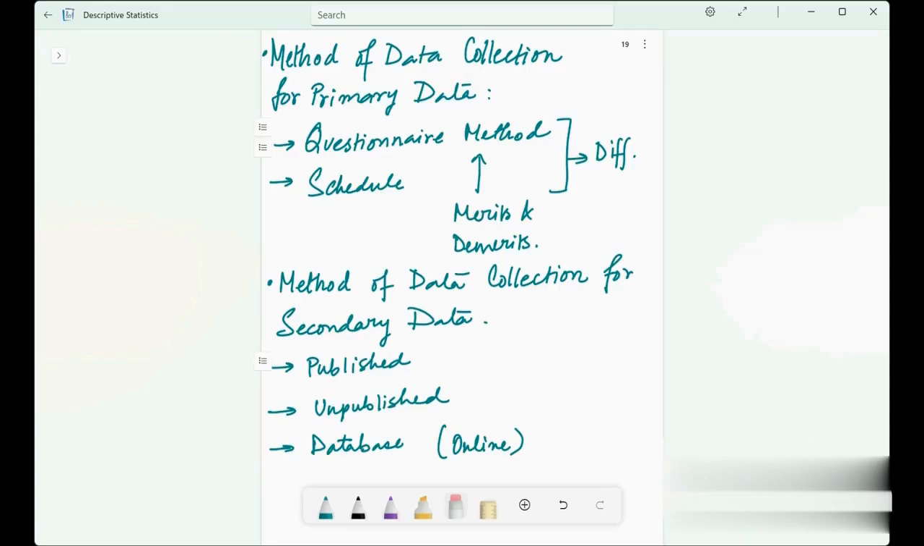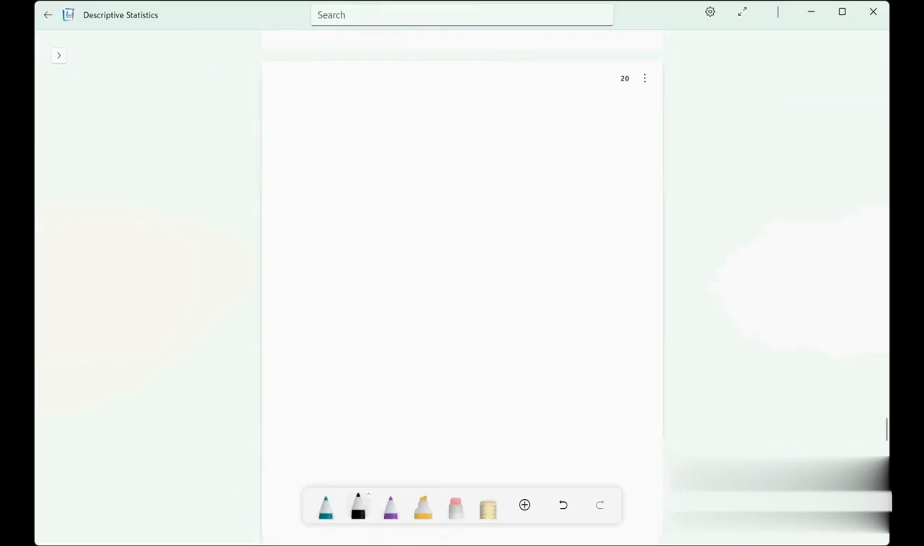This is Aili Bhattacharya and today we're gonna study method of data collection for primary data. We were left with two subtopics, right? Questionnaire method and schedule. Then we're gonna study the difference between them. Then we'll study the merits and demerits of questionnaire method. And our next topic will be method of data collection for secondary data. There are only three subtopics for it: published, unpublished, and online database. So let's start with questionnaire method.